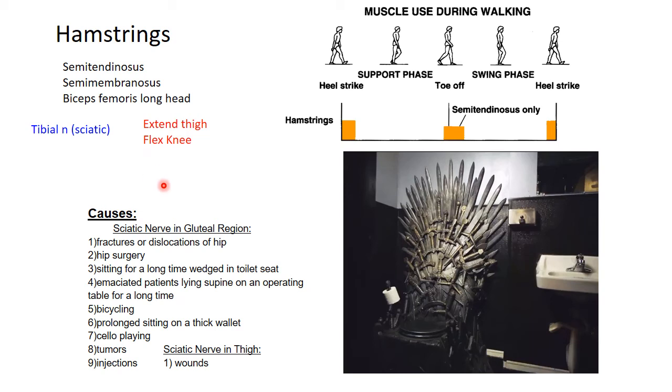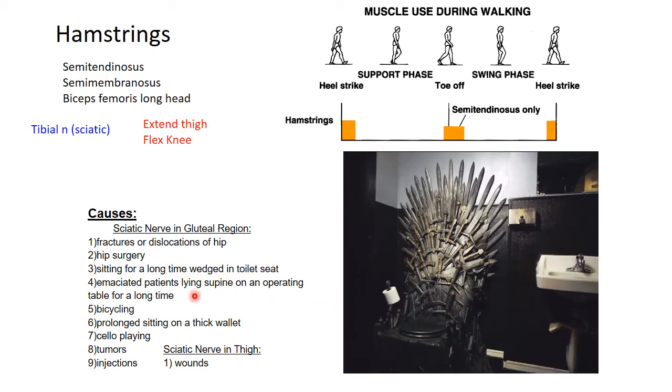And basically what's going to happen is going to be similar to the jackknifing gait, because the inability to extend the thigh is just going to throw that person into jackknife gait just as well. The causes are a little bit different just because it's a different nerve. In the sciatic region, it's going to be fractures, dislocations of the hip, surgery, sitting for too long on a wedged toilet seat, my Game of Thrones throne, if you will.